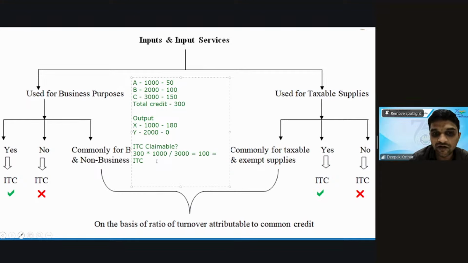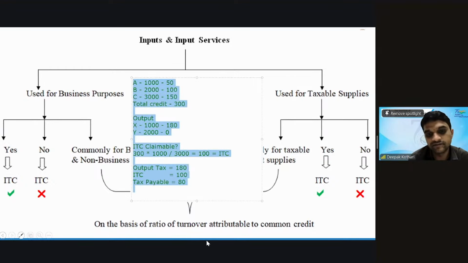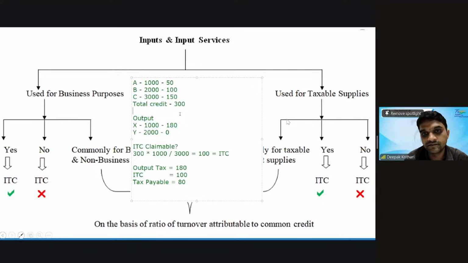So मैं कैसे पे करूंगा गवर्नमेंट को? आउटपुट टैक्स is 180. ITC is 100. Tax payable will be 180 minus 100, which is 80 rupees. Clear?